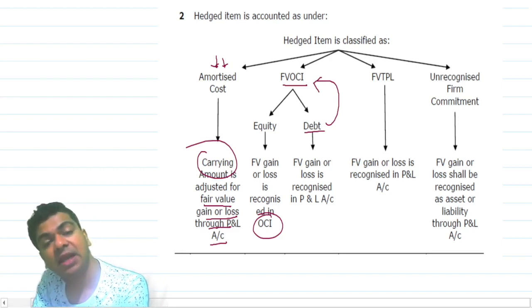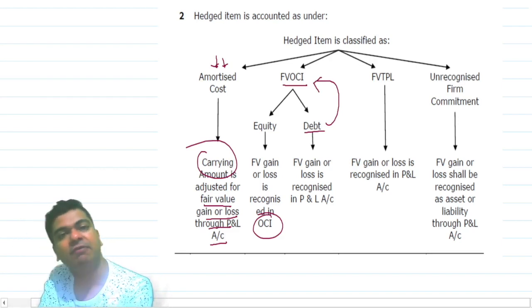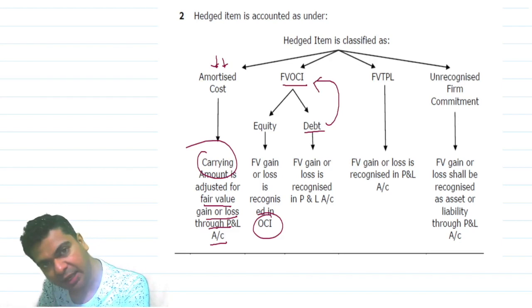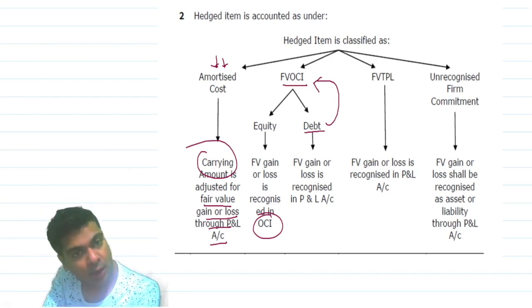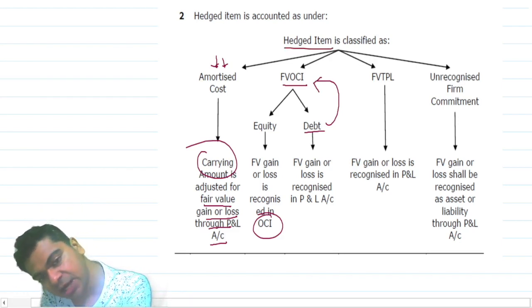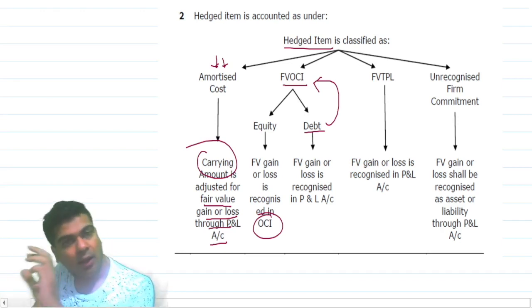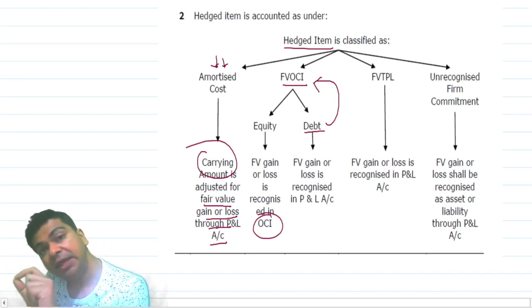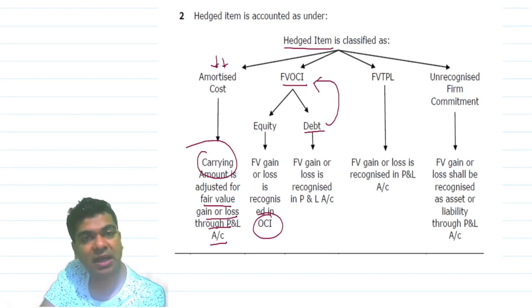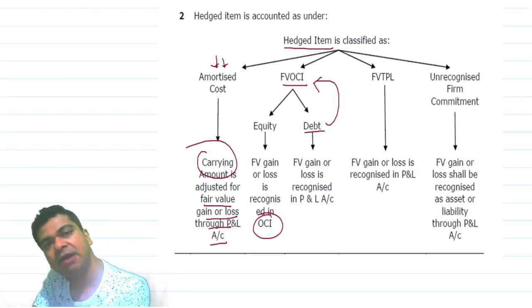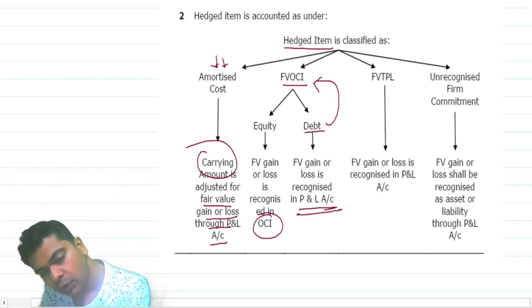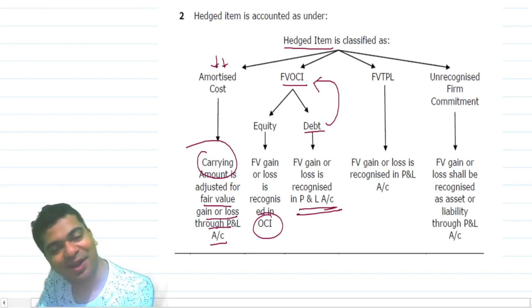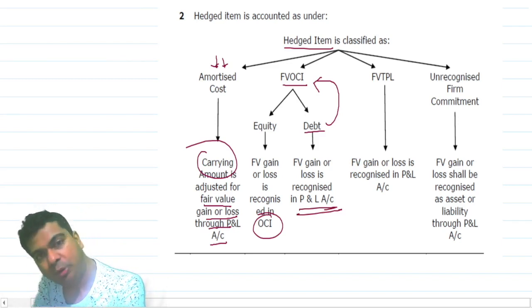If a debt is classified as FVOCI, its fair value changes are initially recognized in OCI. However, if it is a hedged item, please understand, if it is a hedged item, even if the debt instrument is classified as FVOCI, still the fair value changes will go to profit and loss account. I hope you are getting my point.